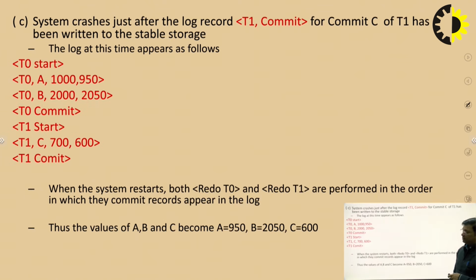In the third case, when the transaction fails after the last commit operation, both T0 and T1 transactions have been completed. So there is no undo. We have to do redo T0 and redo T1. Both transactions should be redone again, so that the newer values of A, B and C are reflected in our hard disk or in our storage.